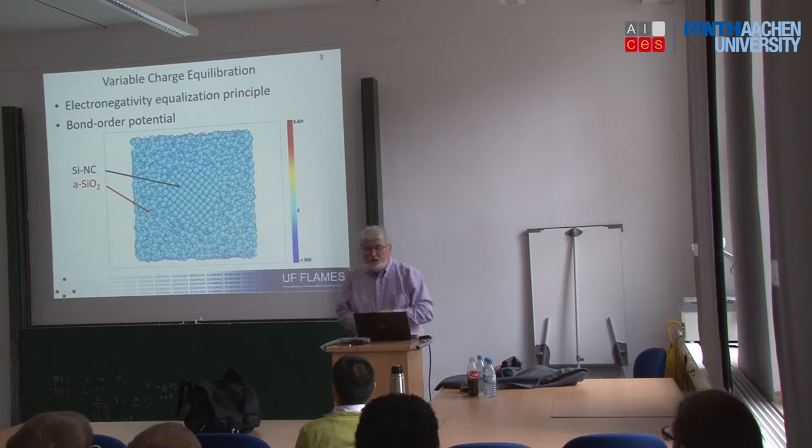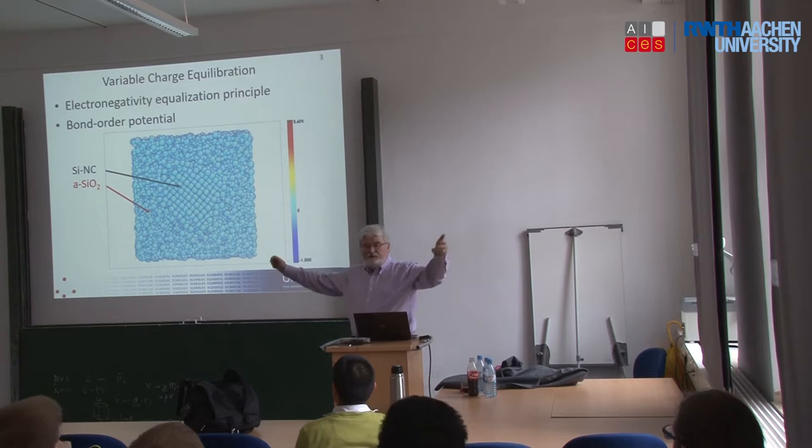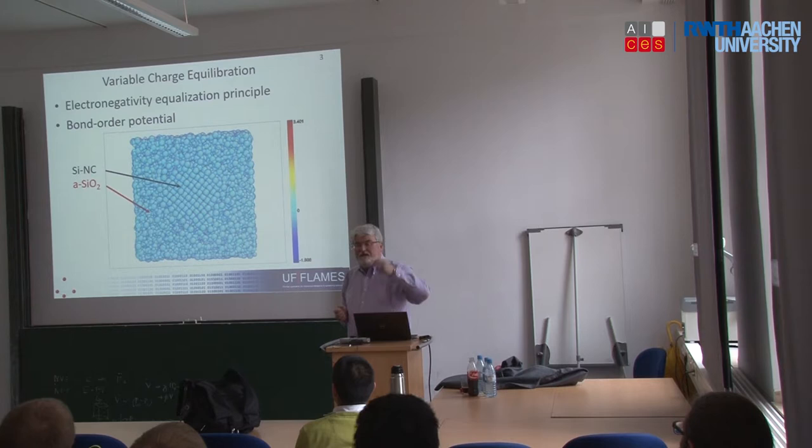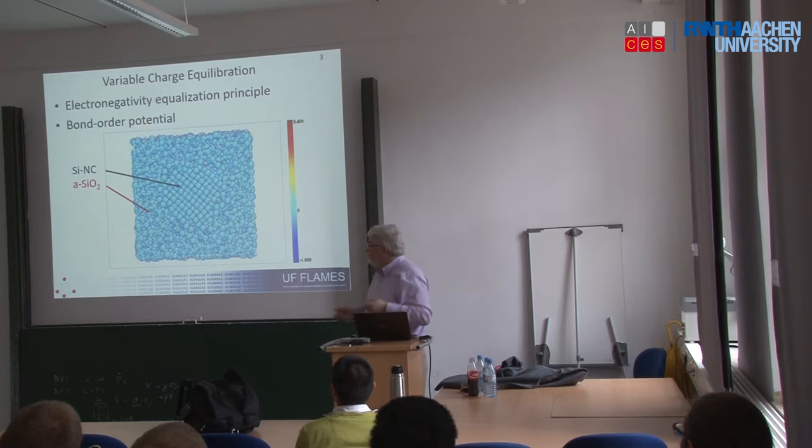If I'm a silicon surrounded by oxygens, then I'm going to have some positive charge. If I'm silicon surrounded by silicons, I'm not going to be charged, but I'm going to be more covalent. And if I'm a silicon surrounded by some other silicons and some oxygens, I'm going to be somewhere in between. An oxygen is going to be surrounded by silicon, and that's going to have a negative charge. So let's see how it plays out.